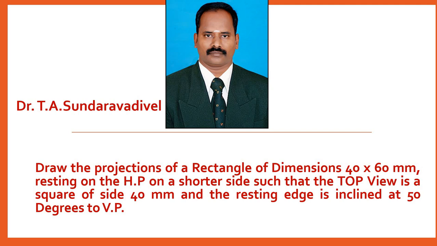The only hint we are getting here is that the top view is a square, and the rectangle is resting on a shorter side on the horizontal plane. So when the top view is a square, it means that the rectangle is inclined to the horizontal plane. Then only we will get the top view as a square.